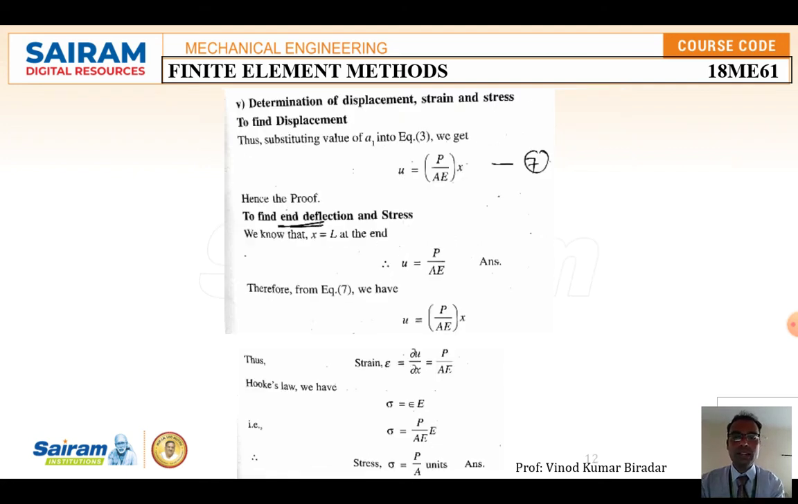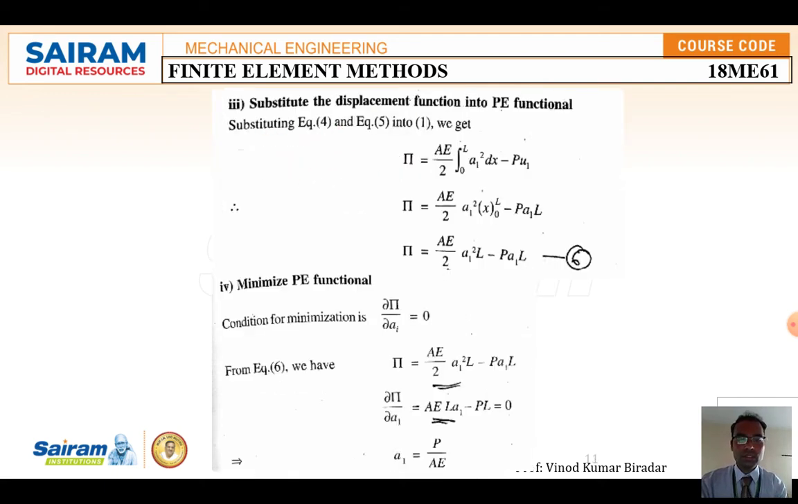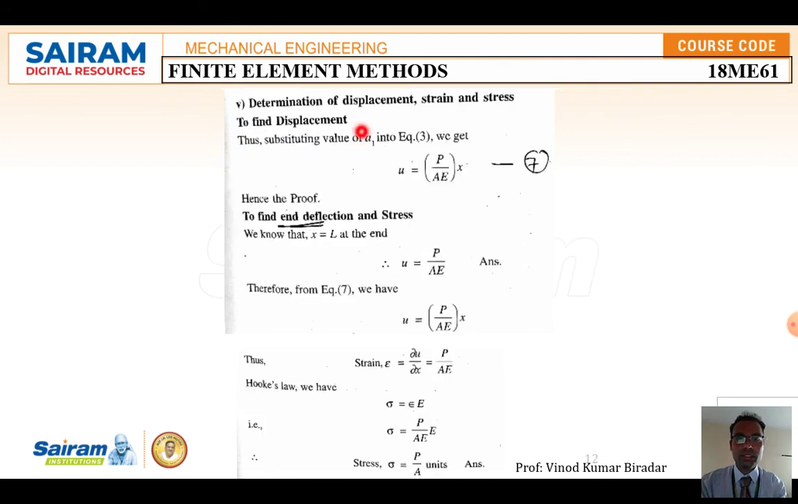So what is the last step? Determine the displacement, strain and stress. Substitute the A1 value in equation number 3. You are going to get u is equal to P by AE times x, equation number 7. Hence we get the displacement. To find the deflection at the end, substitute x is equal to L, and you are going to get u is equal to P L by AE. So this is the answer.